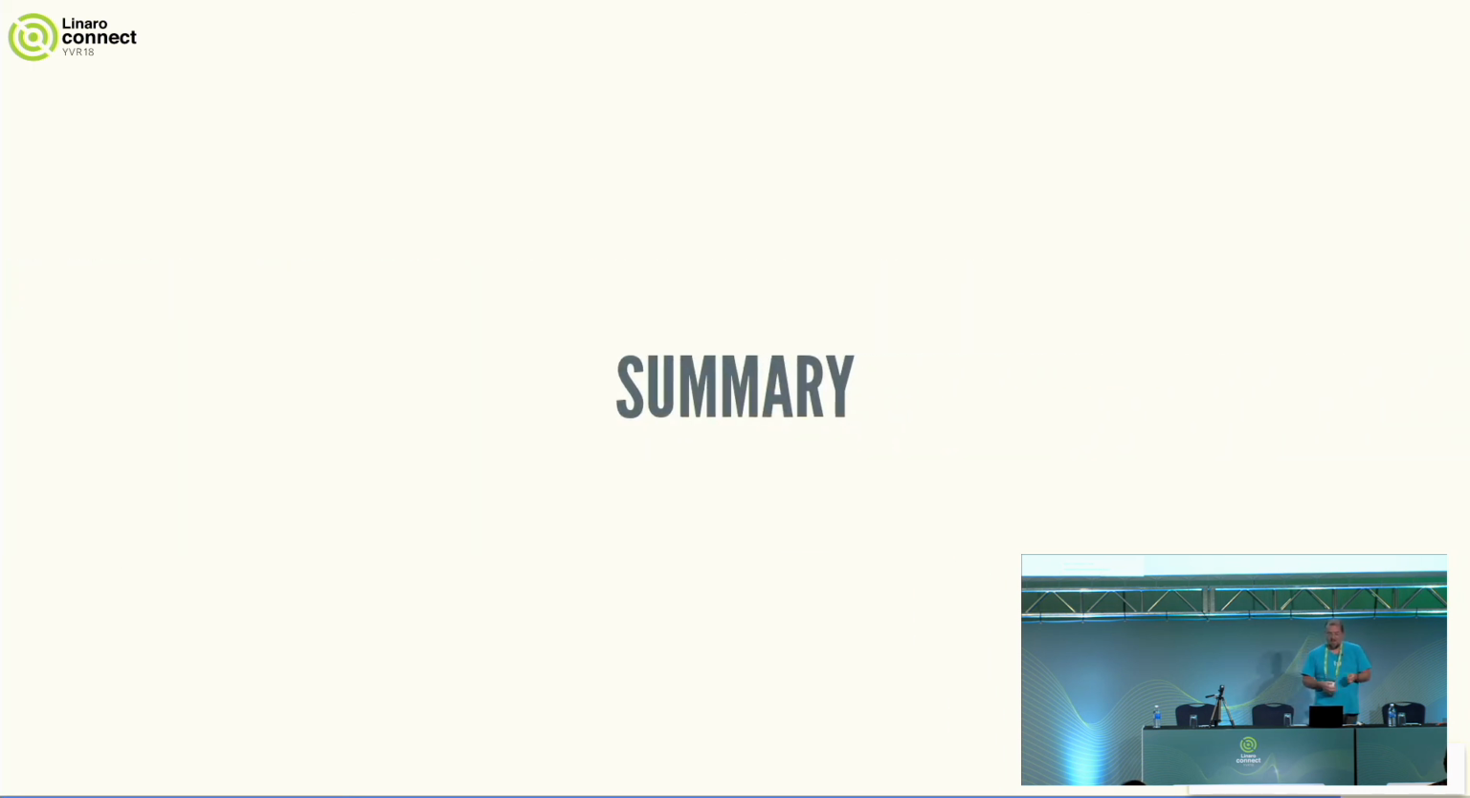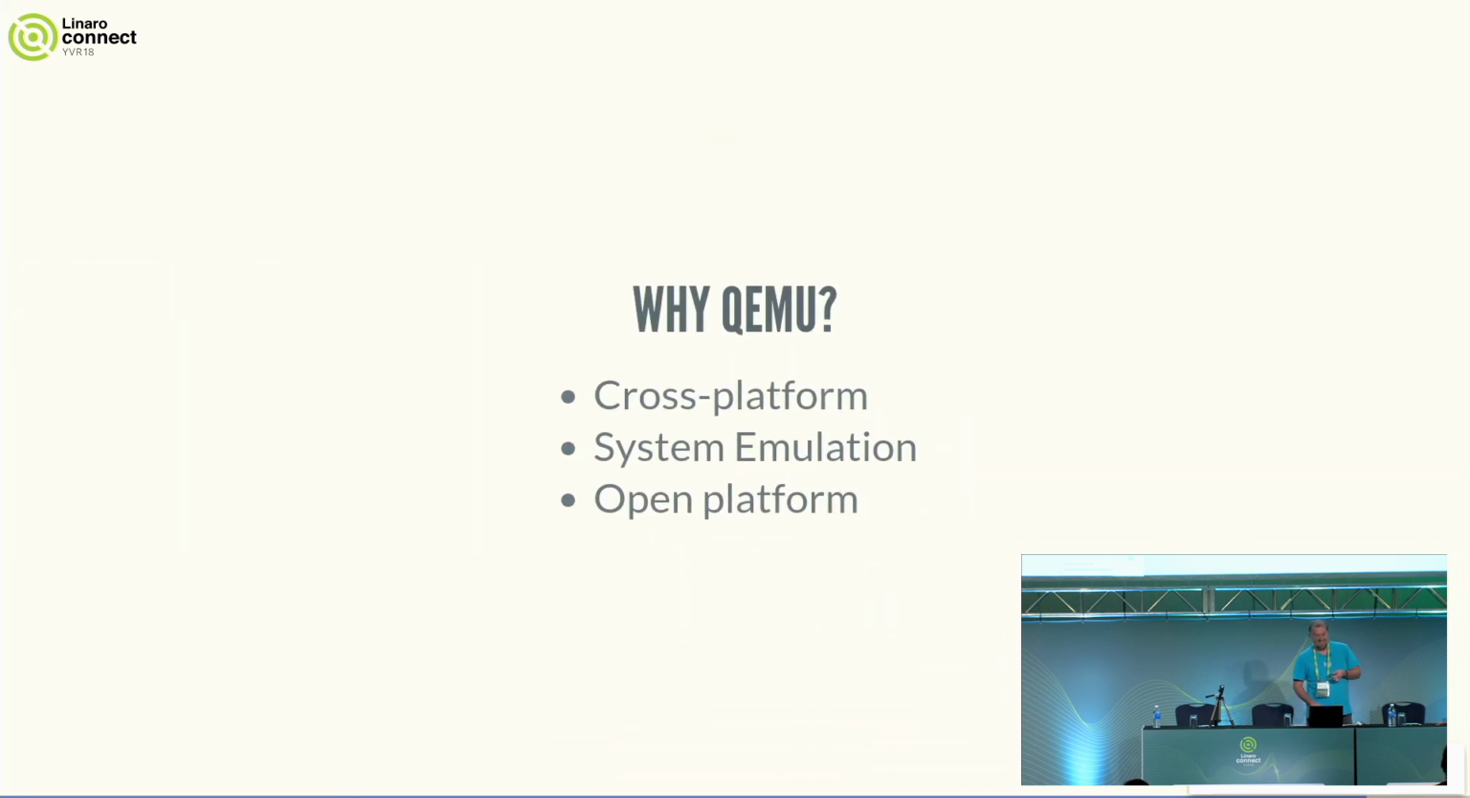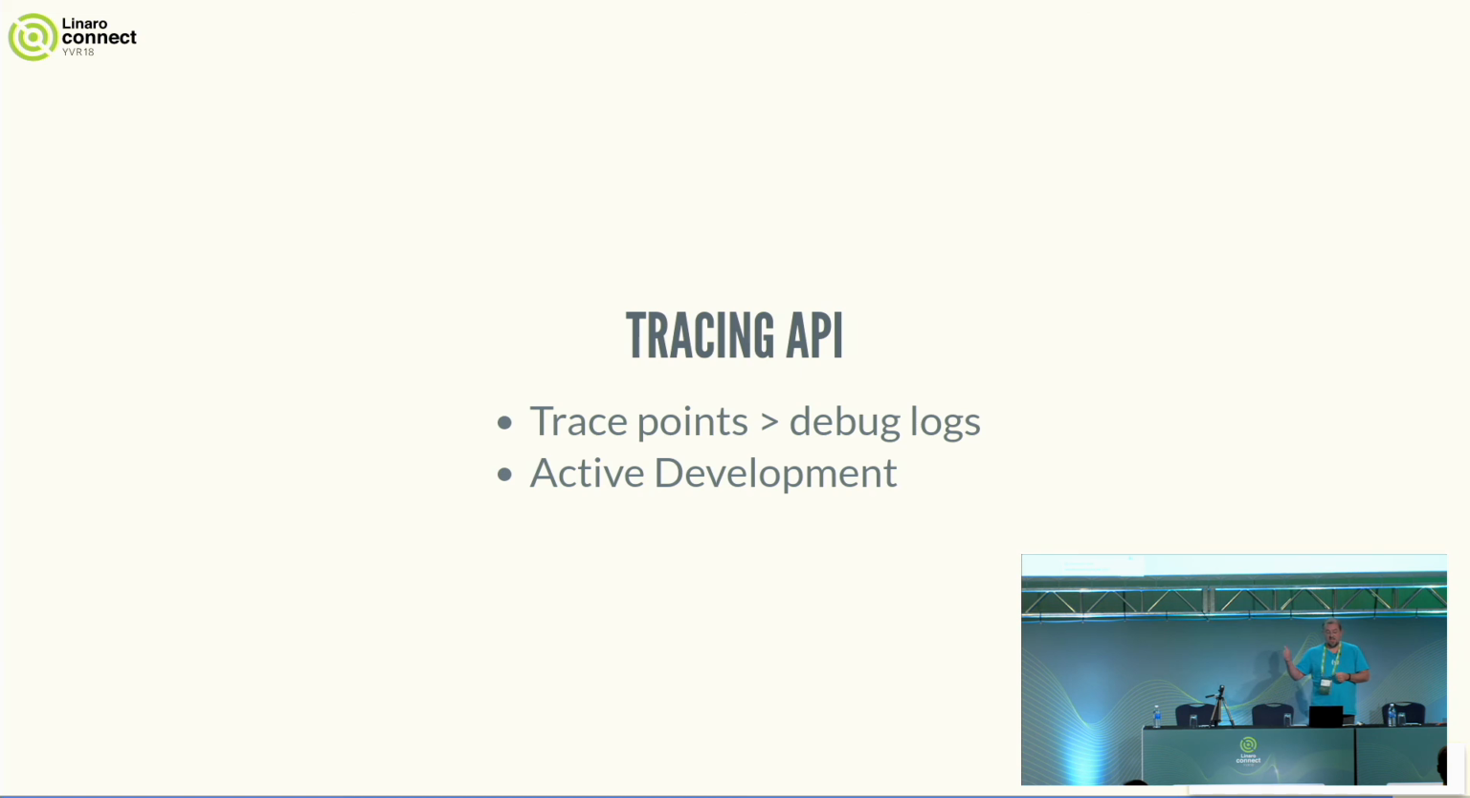So in summary, why QEMU? It's cross-platform, so you can run a whole number of different guest architectures on any of our supported host architectures. The fact that it supports system emulation allows you to do more interesting experiments about the way things like kernels work. And it's also an open platform that's nice and open for hacking and experimenting. Use the tracing API. It's better than using debug logs, and it's an area of active development.